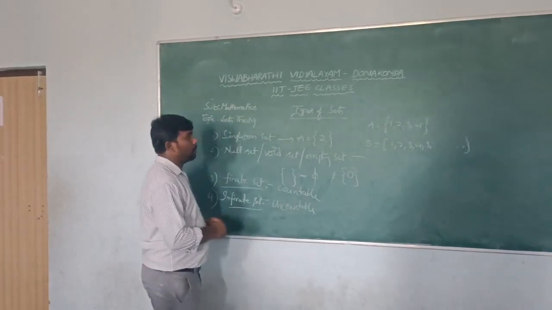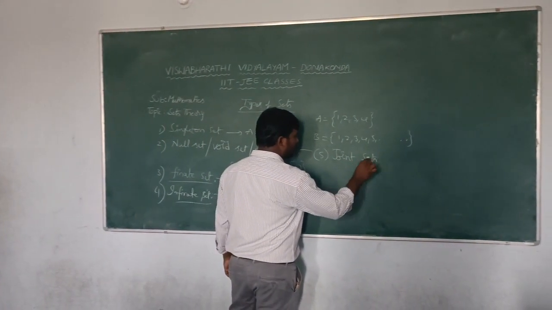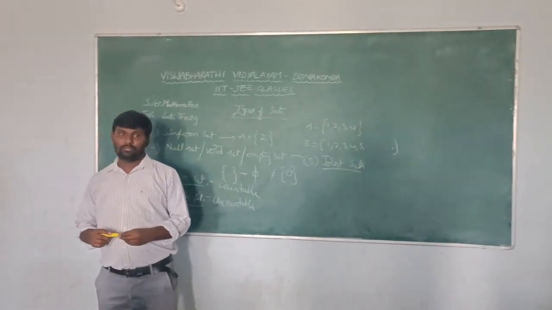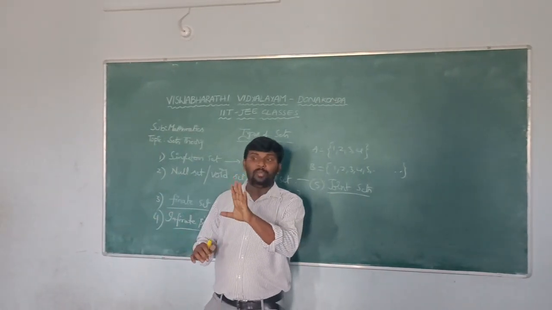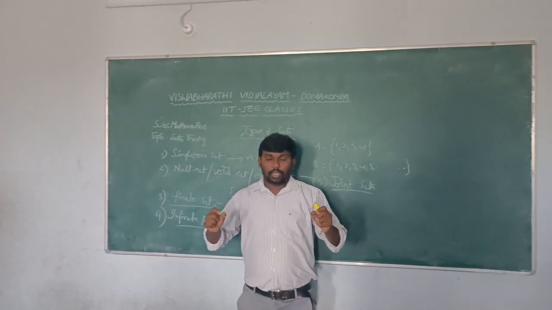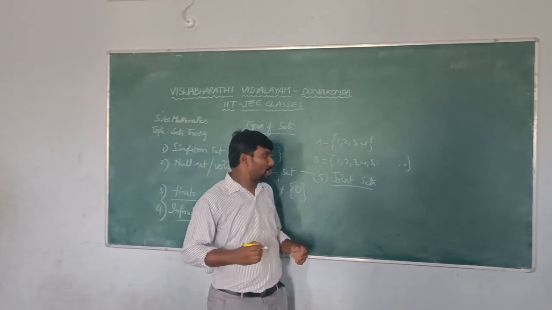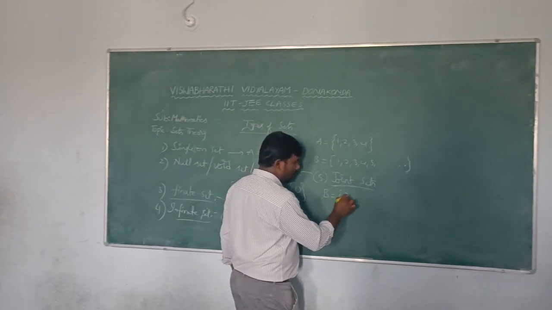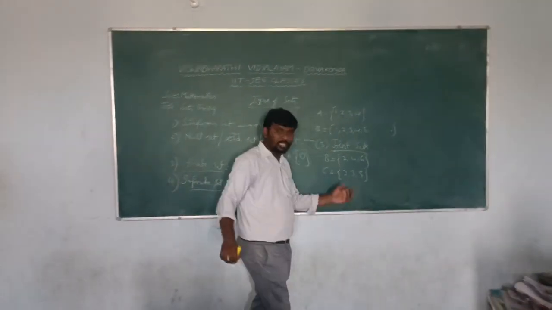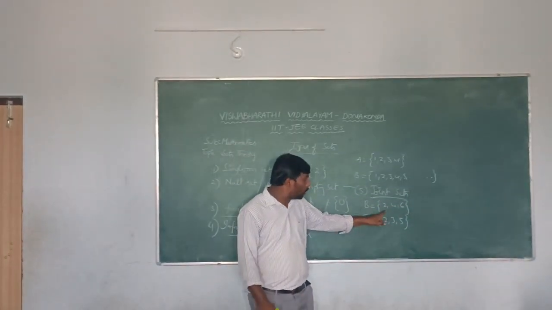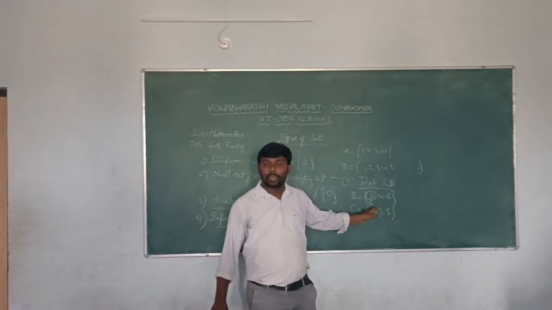Okay, next, the fifth one, joint sets. What is the meaning of joint sets? If two sets contain at least one element in common, listen carefully, such sets are called joint sets. For example, I am taking set B as 2, 4, 6, and set C as 2, 3, 5. Can I say these are joint sets? Yes, obviously, because the element 2 is common in both sets.